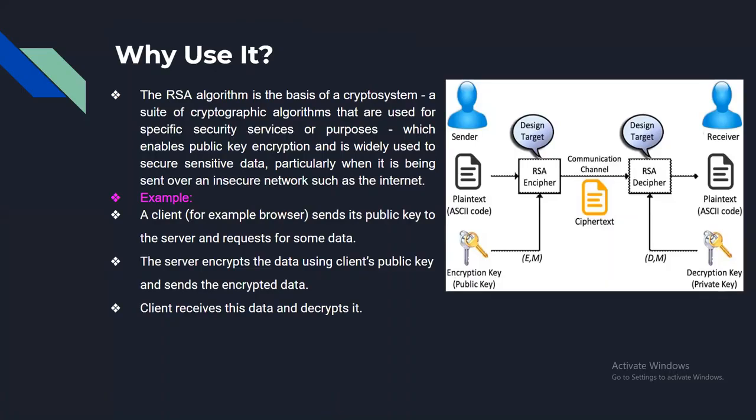So there's the sender that has the plain text in the form of some ASCII code, and using the RSA encipher, the ciphertext is created, and through the communication channel the data is transferred to the RSA decipher, wherein using the decryption key, that is the private key, it is converted back into its plain text. So for the RSA cipher, we use the encryption key, that is the public key, and on the decipher side we use the decryption key, the private key, at the receiver's side.